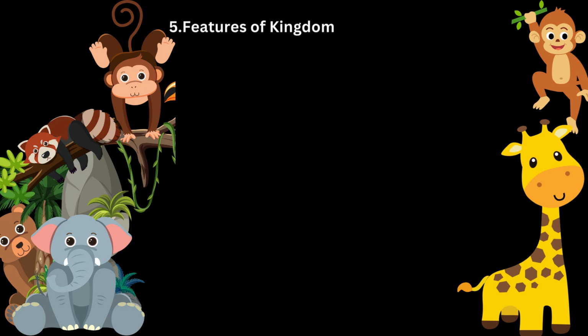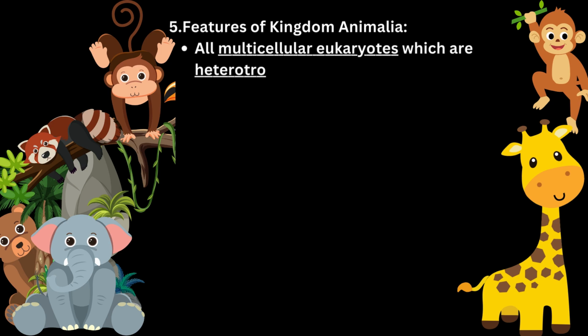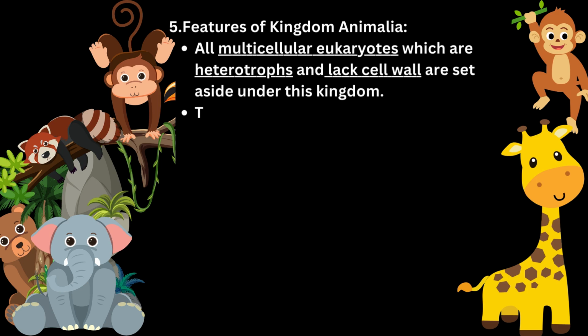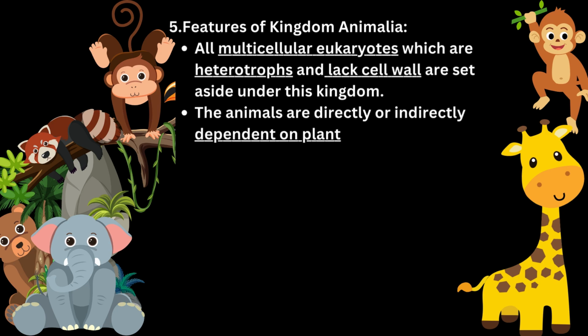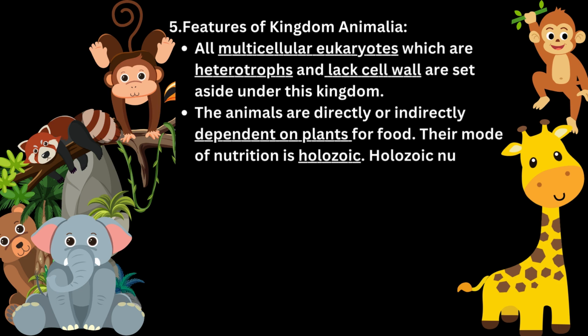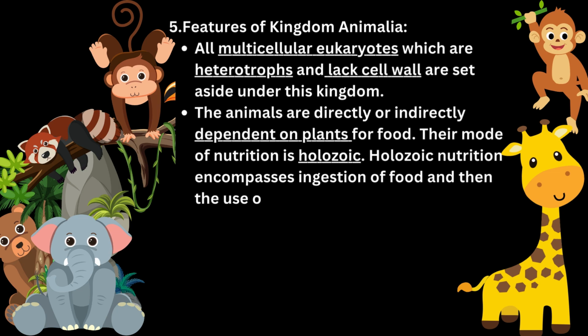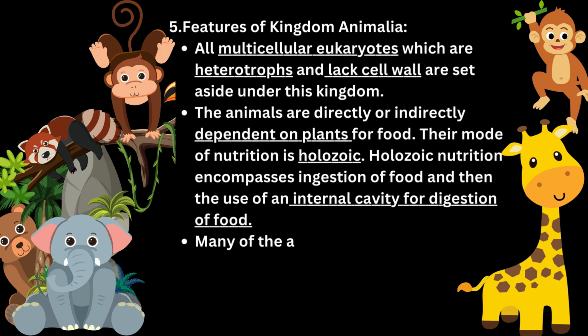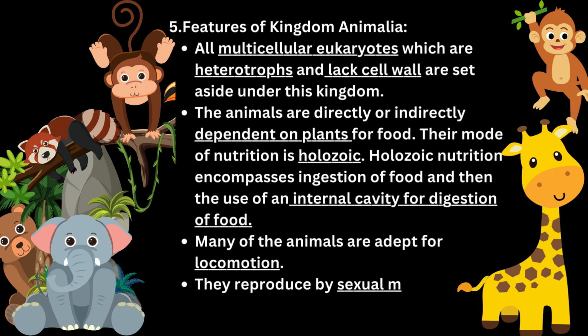5. Features of kingdom Animalia. All multicellular eukaryotes which are heterotrophs and lack cell wall are set aside under this kingdom. The animals are directly or indirectly dependent on plants for food. Their mode of nutrition is holozoic. Holozoic nutrition encompasses ingestion of food and then the use of an internal cavity for digestion of food. Many of the animals are adept at locomotion. They reproduce by sexual mode of reproduction.